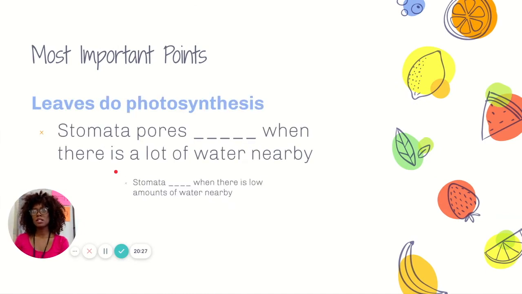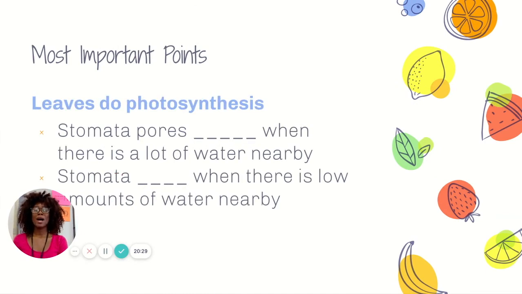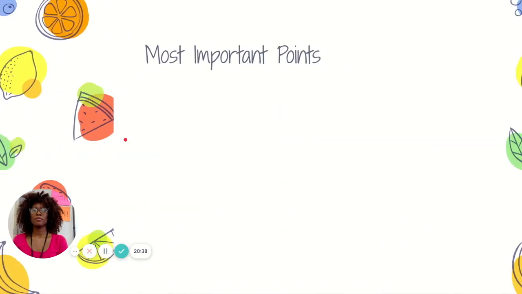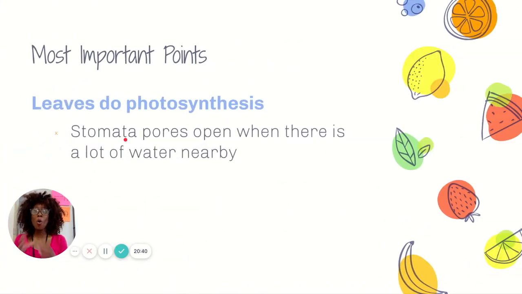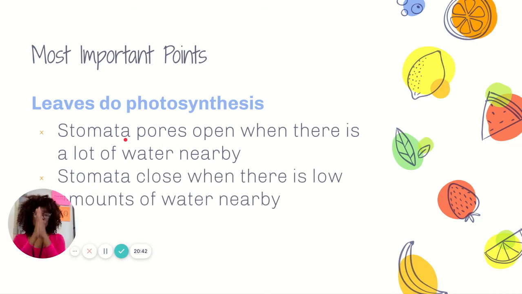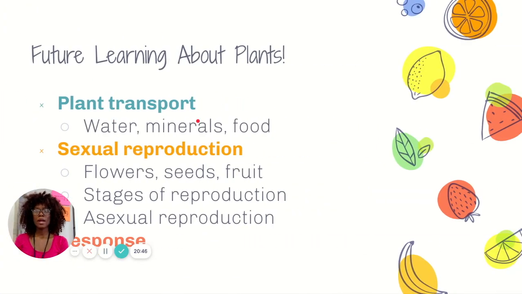Leaves do photosynthesis. So tell me about the stomata. Stomata pores blank when there's a lot of water available, and they blank when there's low amounts of water available. Right? They're going to open when there's a lot of water, and they're going to close to conserve water if there's barely any water in the ecosystem. Okay, so next thing, we are talking about transport today, but we're going to talk about sexual reproduction and plant responses and tropisms, okay?